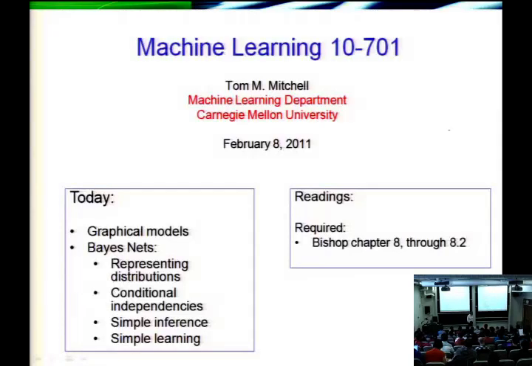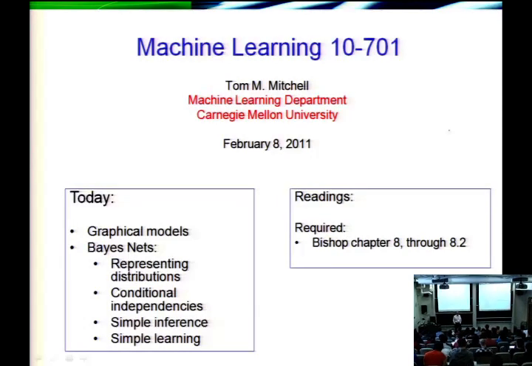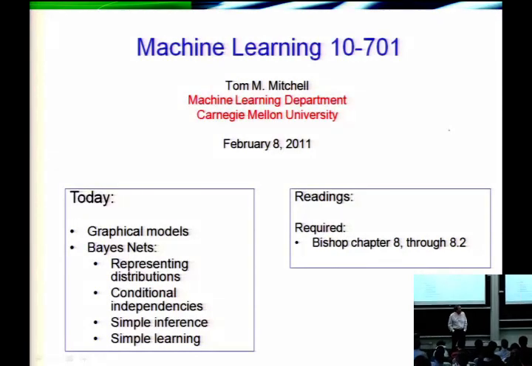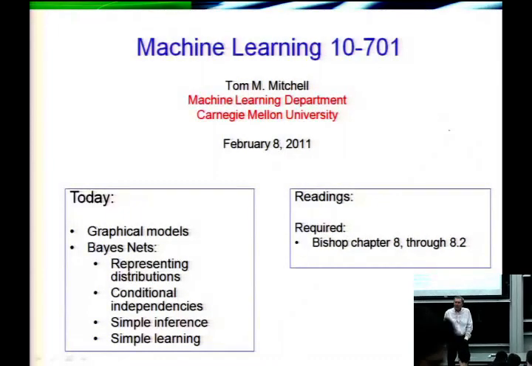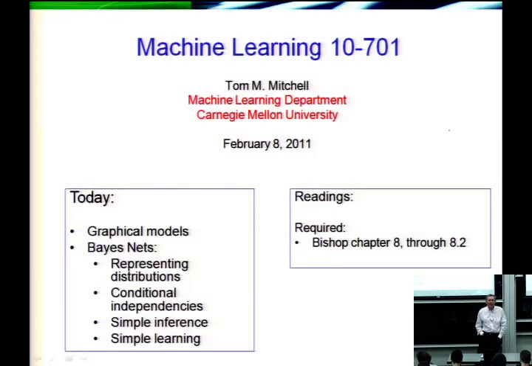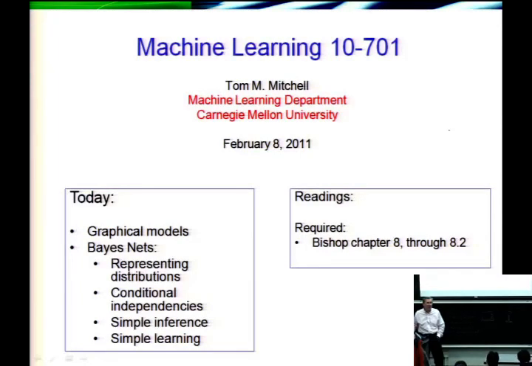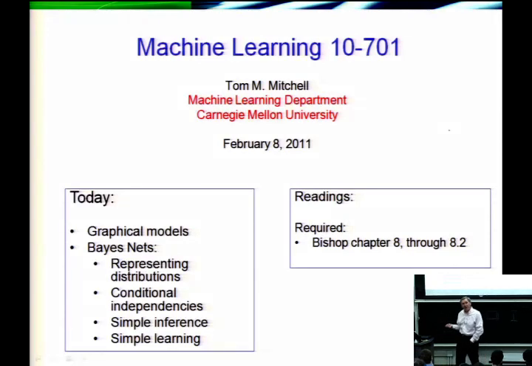This is part of a series of 3 or 4 lectures on Bayes networks or graphical models. Graphical models are a representation for probability distributions that turns out to be very convenient, especially for thinking about many of the kinds of learning tasks that we're considering. So it turns out that this is actually a very popular basis for many machine learning algorithms.